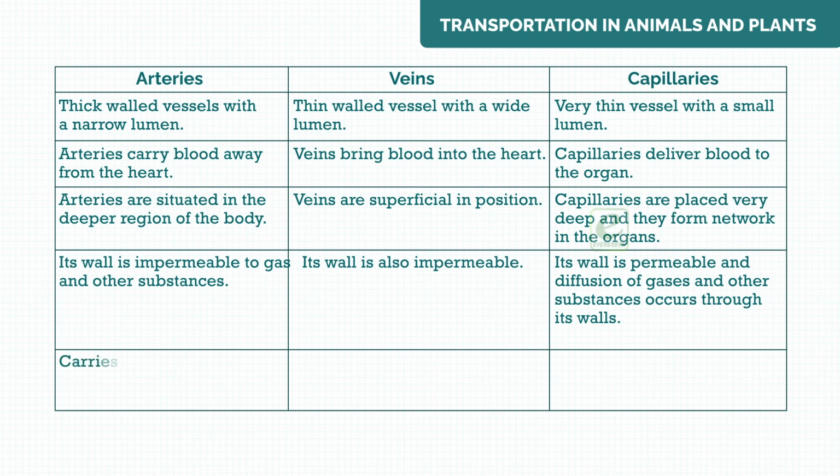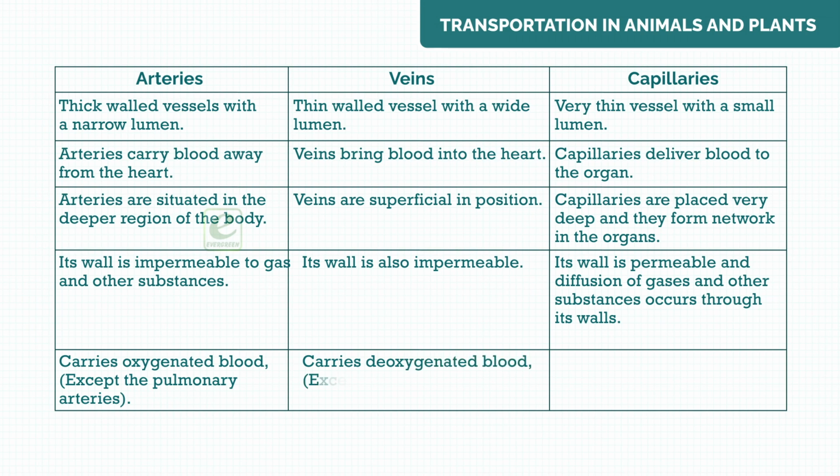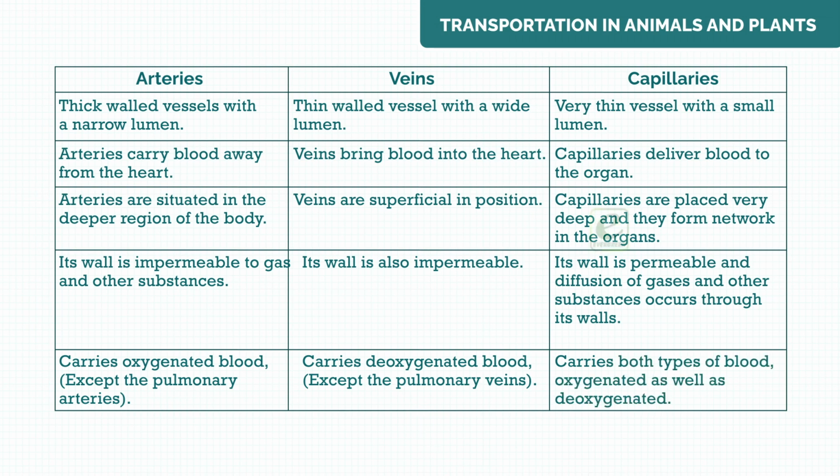Arteries carry oxygenated blood except the pulmonary arteries. Veins carry deoxygenated blood except the pulmonary veins. Capillaries carry both types of blood, oxygenated as well as deoxygenated.